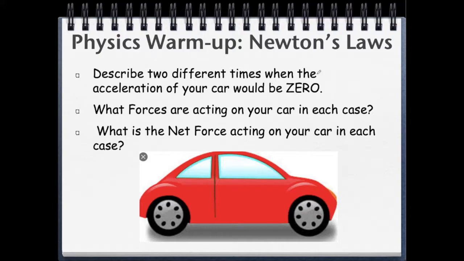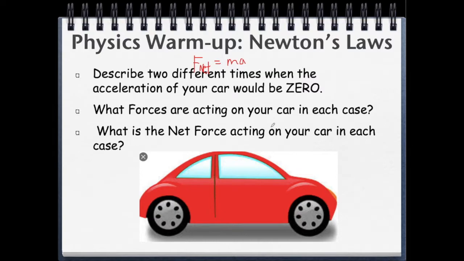All right, so part one says describe two different times when the acceleration of your car would be zero. Well, before we get too far, I'm just going to say Newton's second law up here. F net, so that's the overall force acting on your car, is equal to ma. So force is equal to mass times acceleration. I'm just going to put this here as a reminder.